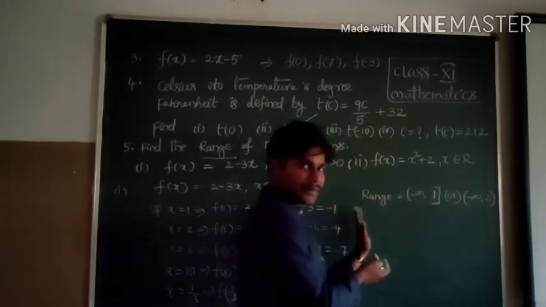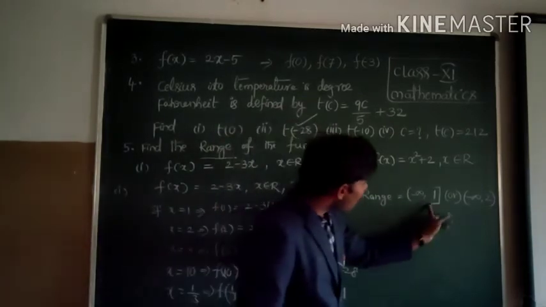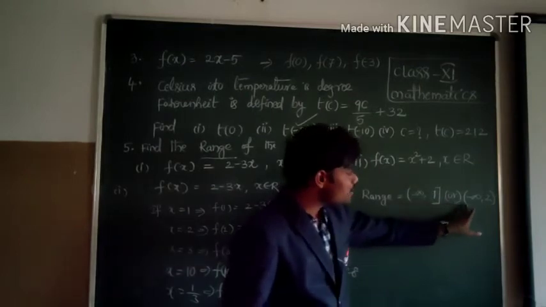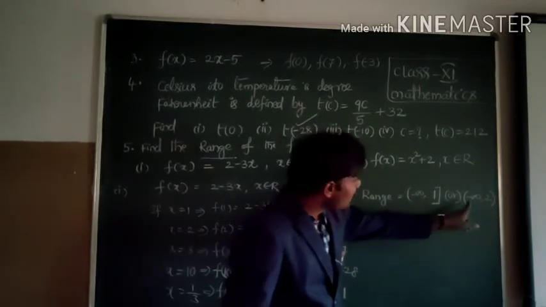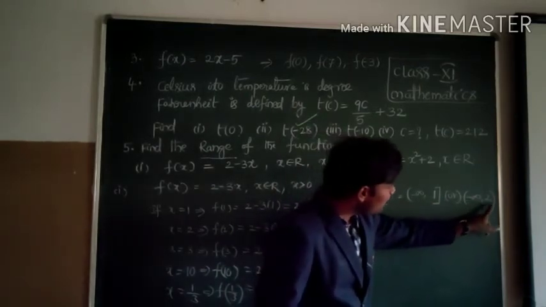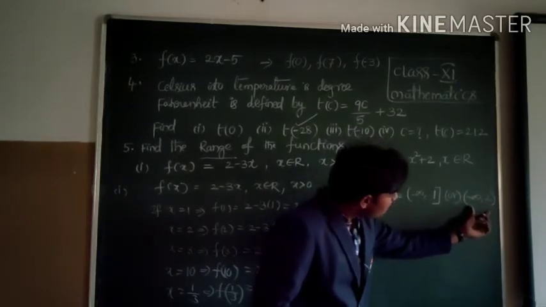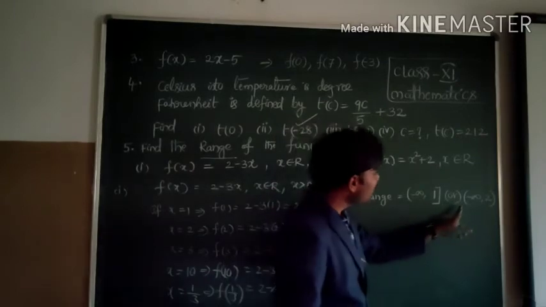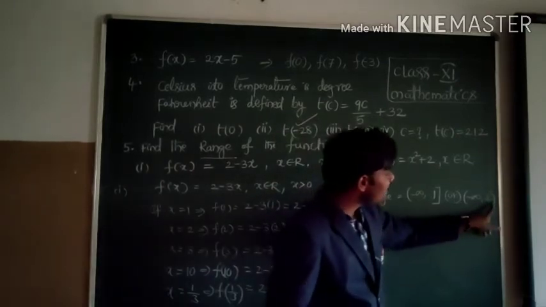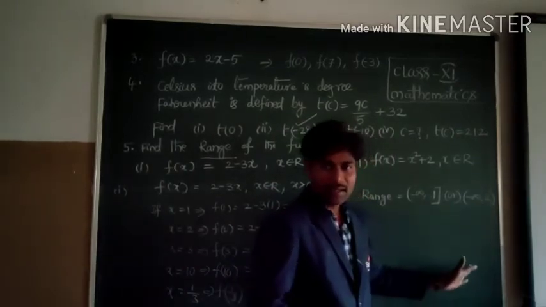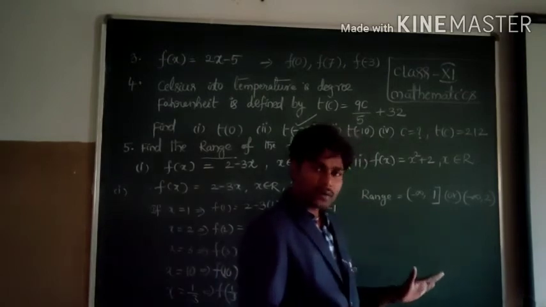On the left-hand side means the negative side. So in another way we can also represent it like this: minus infinity comma 2. Here both are open brackets. Open bracket means this value and that value will be excluded, so you have to consider the values between those two.